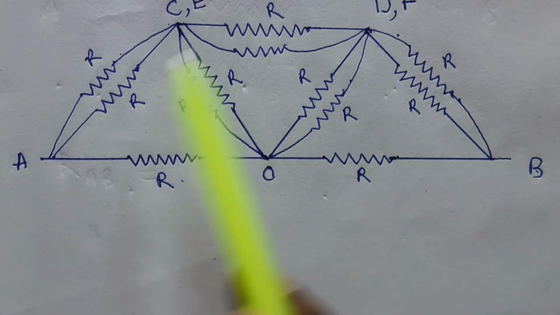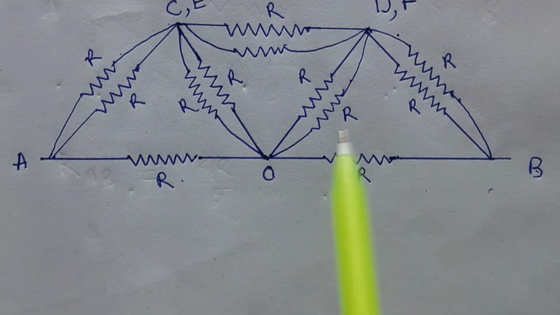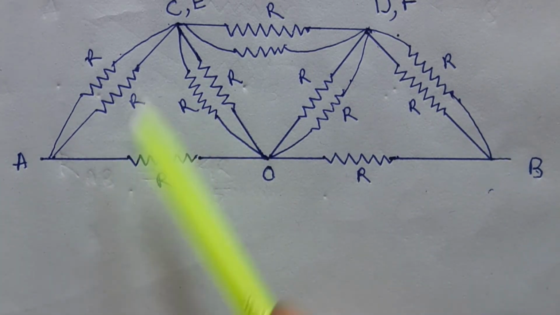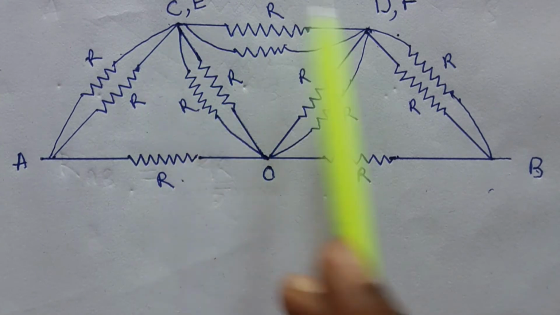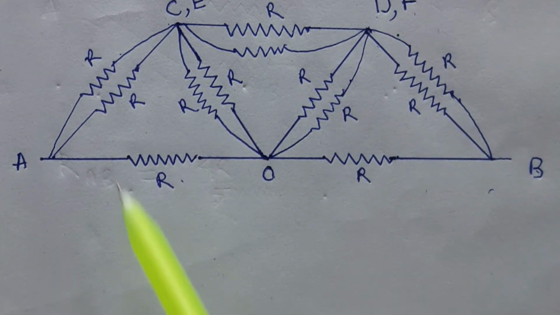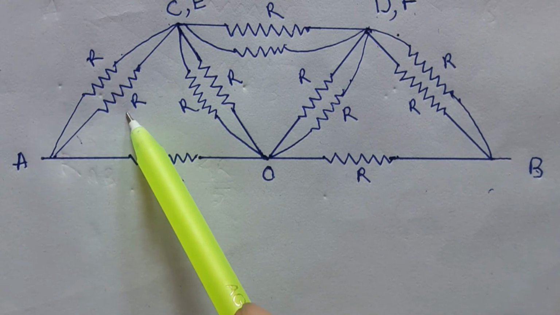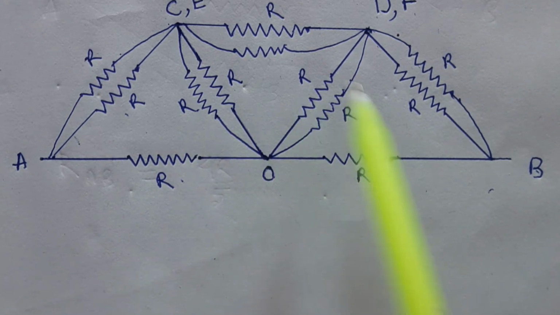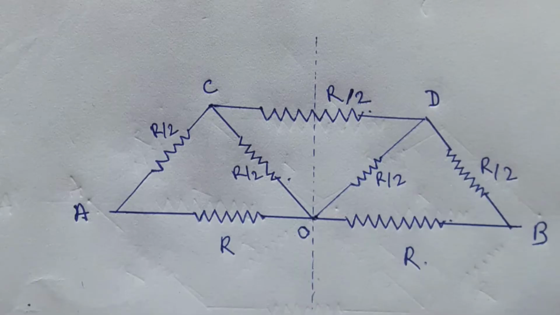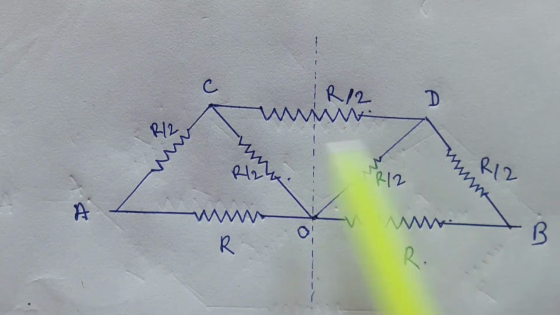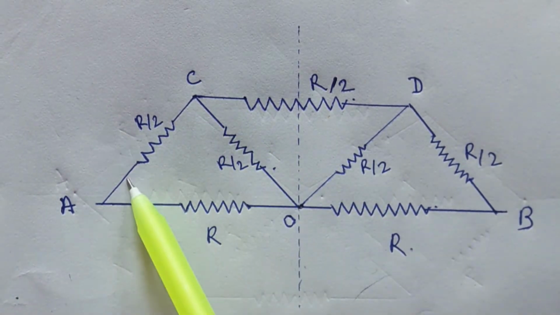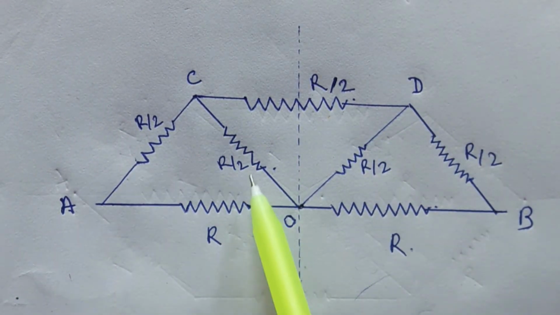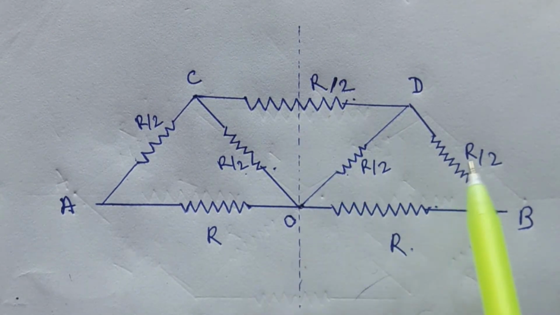Here we have folded the figure about the line AB and we get this picture. Here we see that C and E are at the same point and D and F are at the same point. Now, these are R and R in parallel, and these are the parallel combinations. Now we reduce the circuit into a very simple one. This is the next simplified circuit, and we calculate the equivalent resistances: R by 2, R by 2, R by 2, R by 2, R by 2.